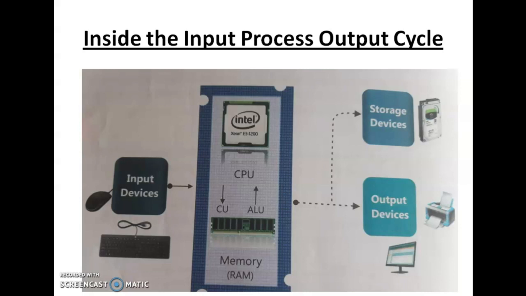After the output is displayed on the screen, it can be saved on the storage device if the user wants it. Otherwise, the output can also be transferred to external storage devices like a pen drive, or it can even be printed. So this is what happens inside the input, process, output cycle. Whatever information we give through the input devices is processed by the central processing unit, and we will get the output through output devices.